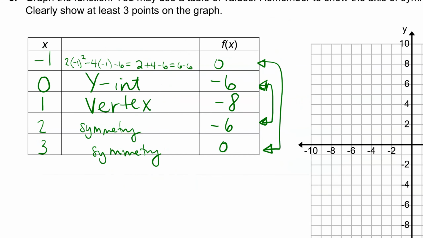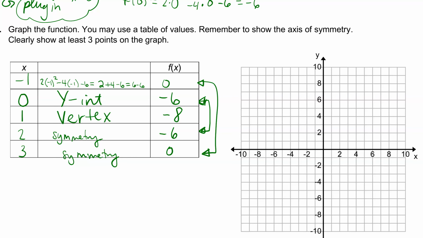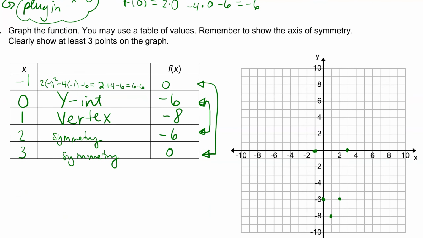Okay, so now I have these. So I'm going to go ahead and plot them. -1, 0, 0, -6, 1, -8, 2, -6, 3, 0. And we said our axis of symmetry was x equals 1. So x equals 1, I can show my axis of symmetry. What that means is whatever's on the left side is going to be a nice little copy of what's on the right side.